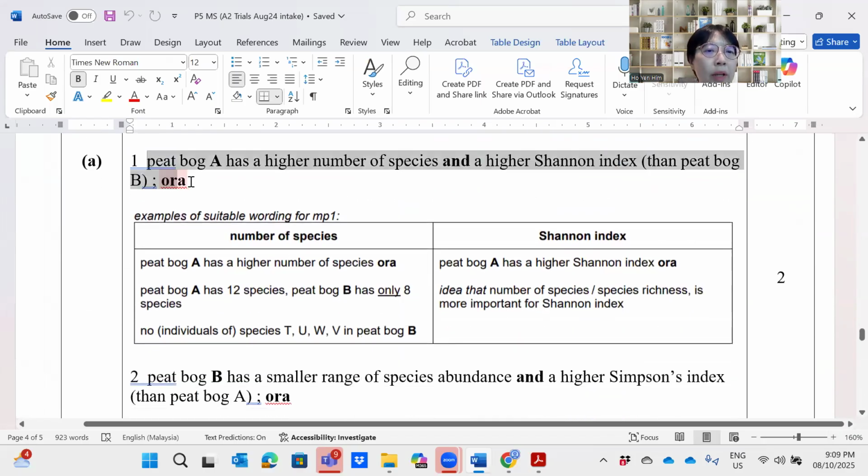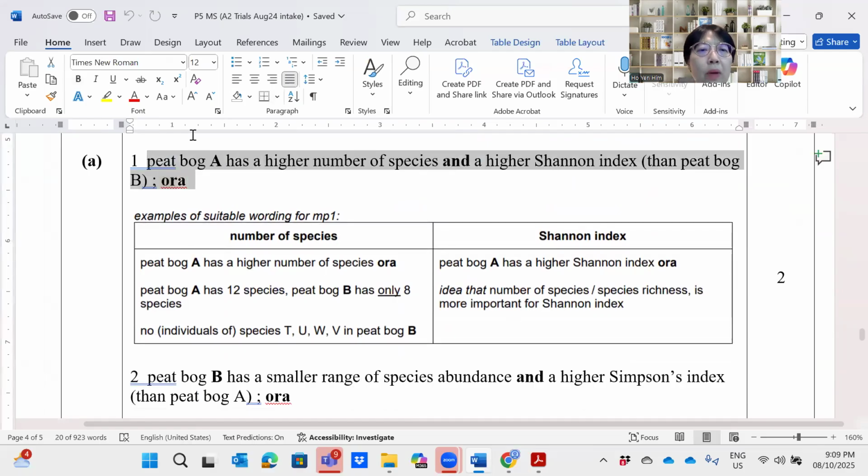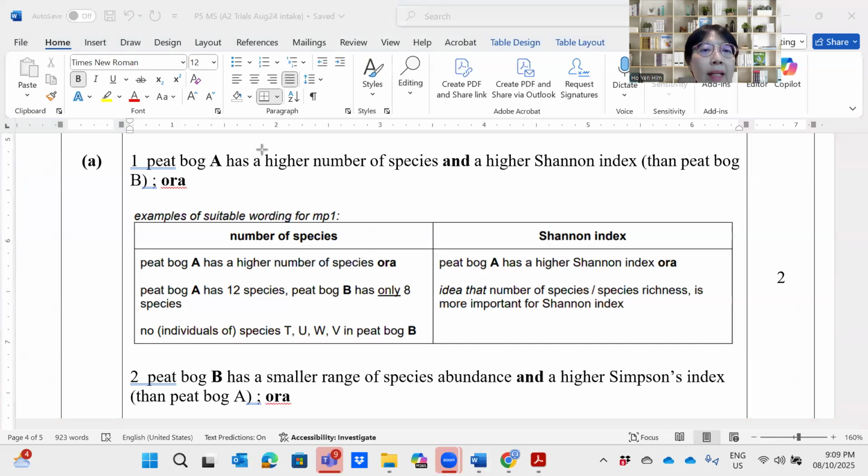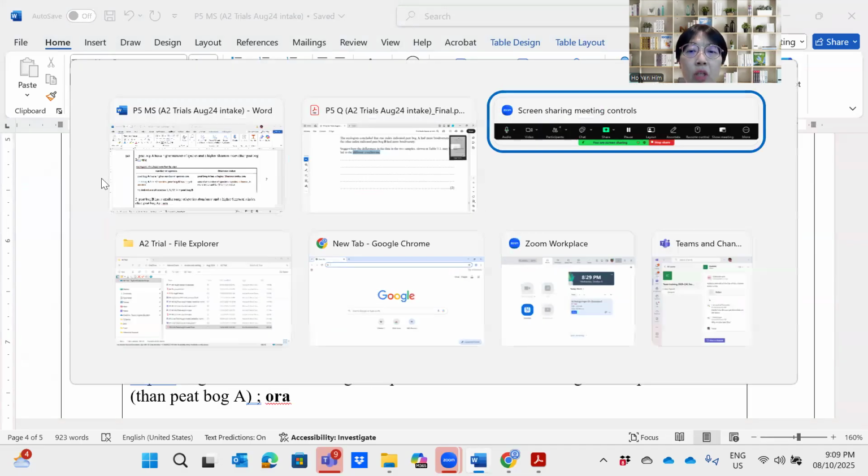This is the first marking point. The table is an alternative way of expressing the same thing. So pit bog A has got a higher number of species. This is called species abundance. Therefore, which index focuses on or places emphasis on this to give the value of biodiversity? Shannon's index of diversity pays attention to the number of species. So you see that in which particular data is there a higher number of species, where?